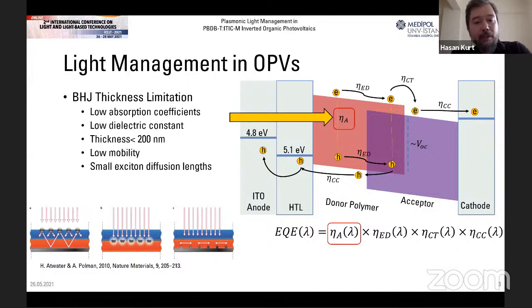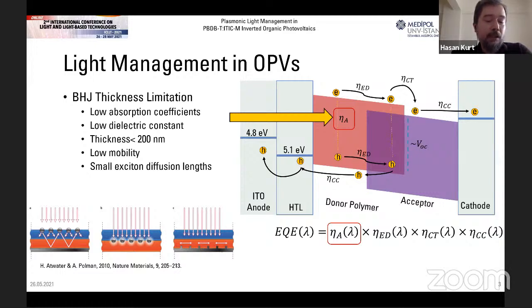So in order to remedy that, in 2010, Harry Atwater and Albert Polman presented some possible solutions to these problems using plasmonics. And plasmonics is technically collective oscillations of electrons in the vicinity of a metal dielectric interface, and they can enhance the incoming photons, and they can condense them in close proximity at that interface. And this increased field efficiency can be used to improve the efficiency of solar cells.